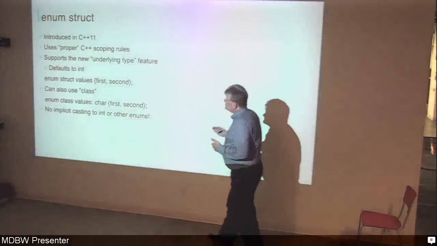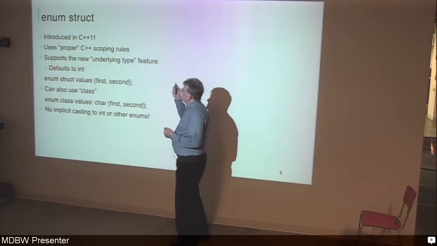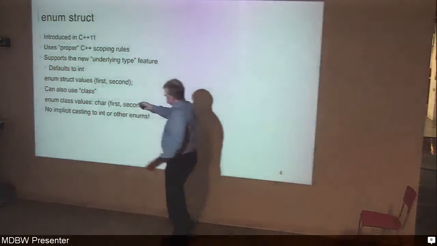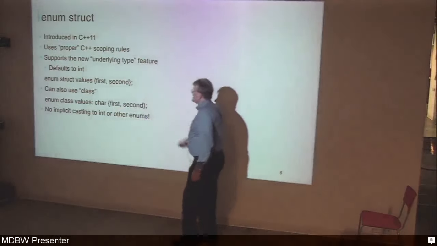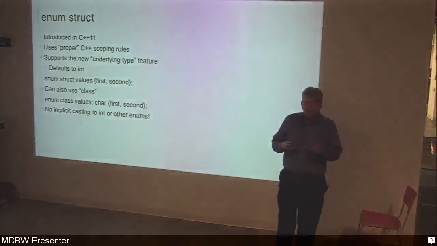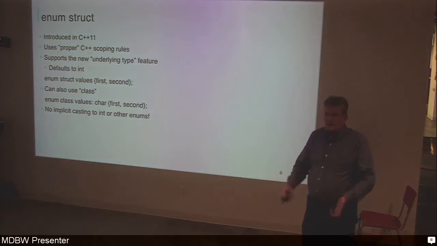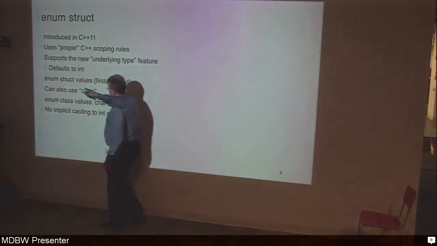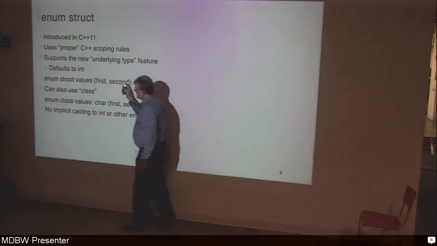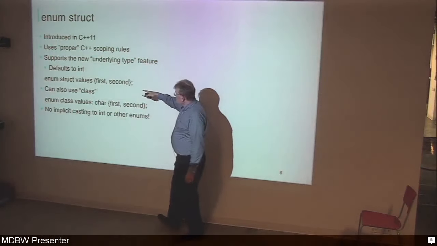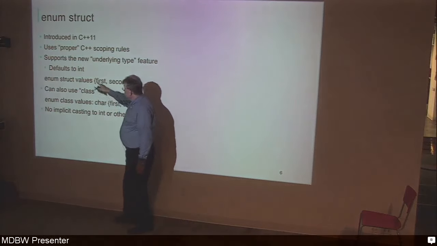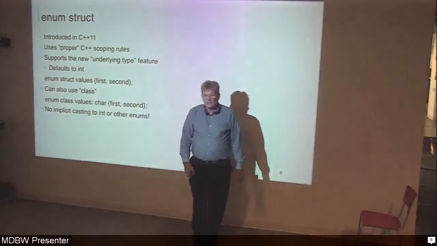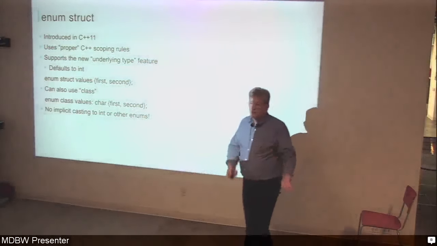So there's a new thing also introduced in C++11, and that is something called enum struct. And you can also say enum class, but I prefer enum struct. But you say enum struct, and when you do that, the word struct is telling the compiler that you would like to be able to use the proper scoping. So you can say enum struct values first and second. And when you do this, when you want to refer to first or second, you do use the syntax we talked about earlier. You'd say values::first or values::second. It now has the proper scoping that we as C++ programmers would expect.